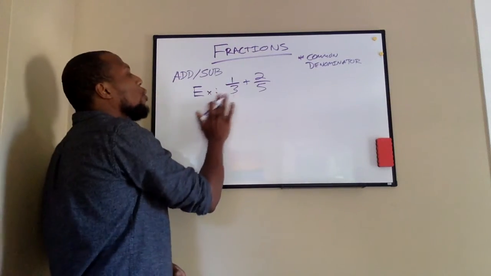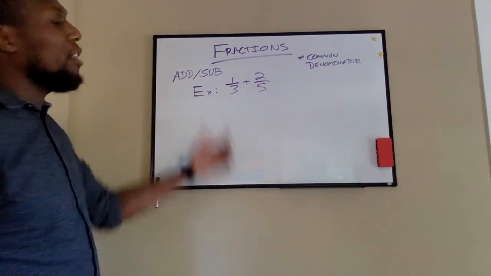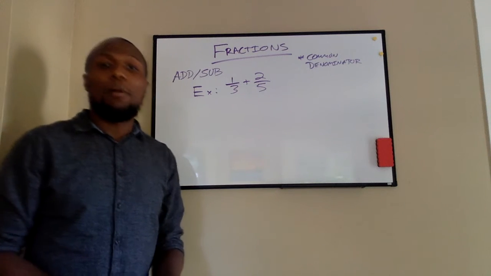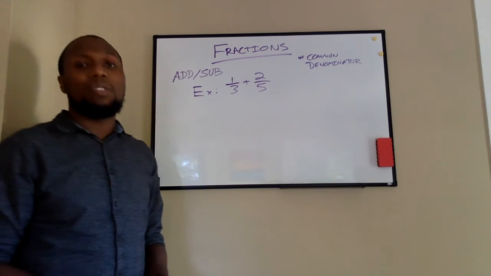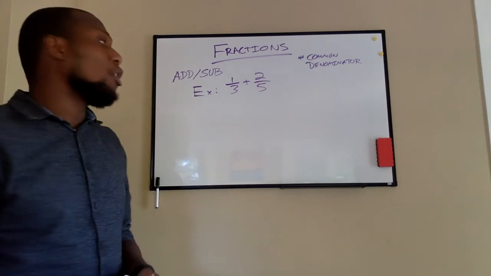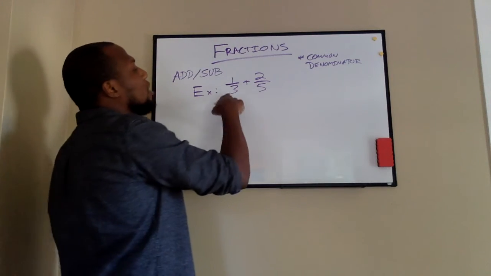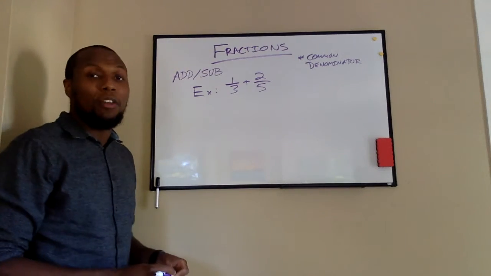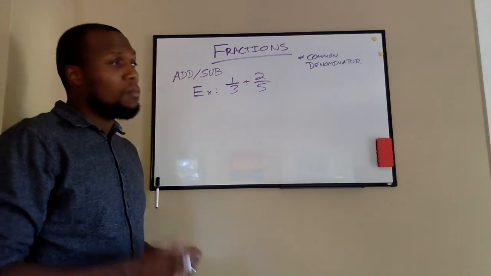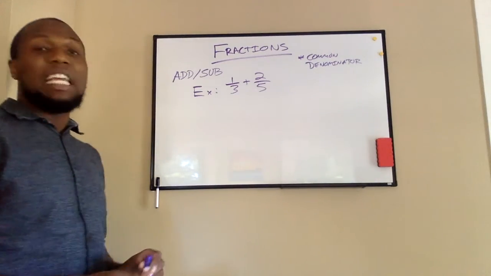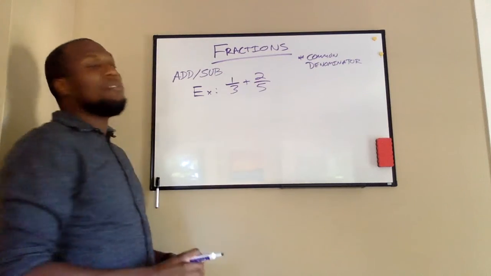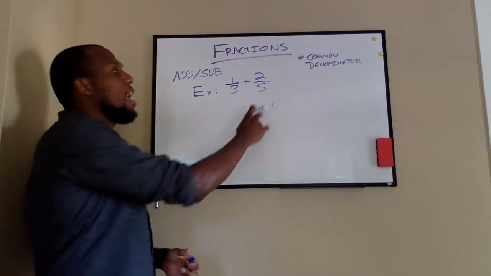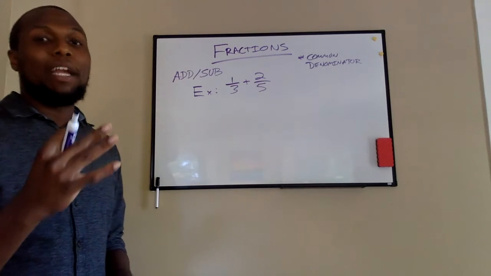So what we're going to have to do is change how these fractions look with multiplication. We're not changing the values of them, we're just changing how they look. So let's think about it. What's a number that 3 goes into, that 5 also goes into, or a common multiple? That's right, it's going to be 15. So 3 goes into 15 5 times, and 5 goes into 15 3 times.